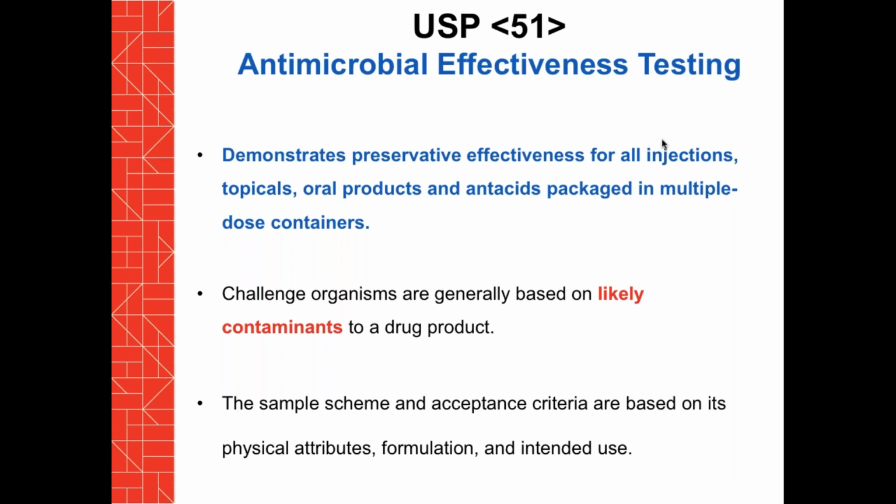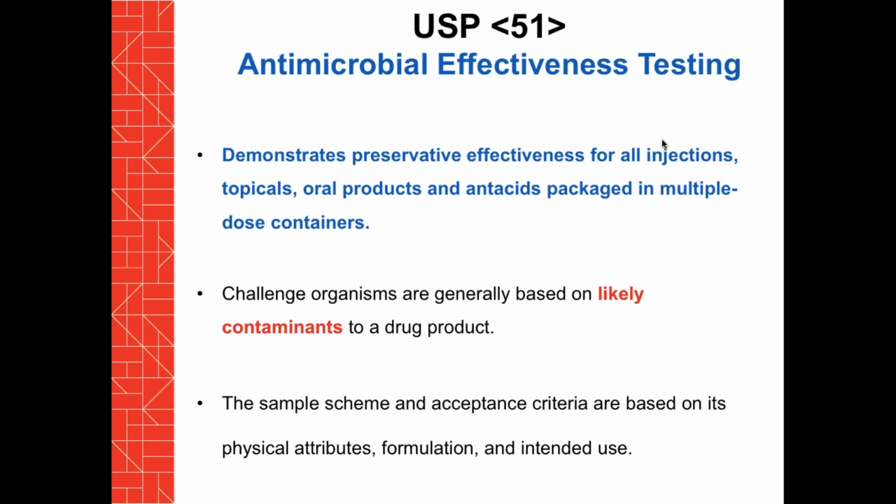And let's get into more of the detail. In USP 51, the blue section of each chapter is a basic statement of the purpose or intent of that particular chapter. You'll see in 51 it demonstrates preservative effectiveness for all injections such as topical, oral products, and antacids. So I'm thinking of antimicrobial effectiveness as a method of measuring the effectiveness of the antimicrobial in the drug product or preparation. We'll review each microbiology test chapter in numerical order, starting with this USP 51.